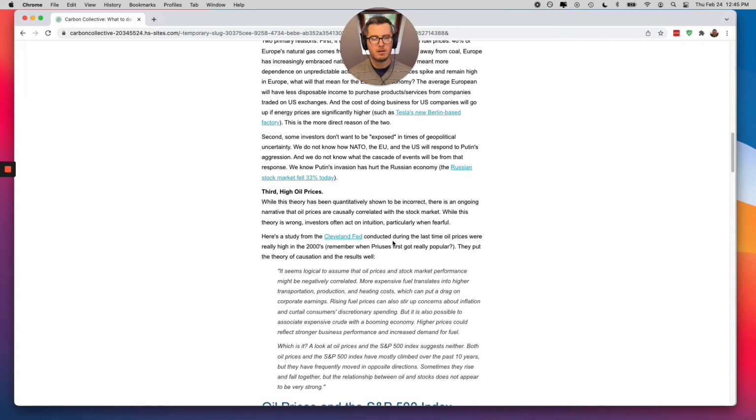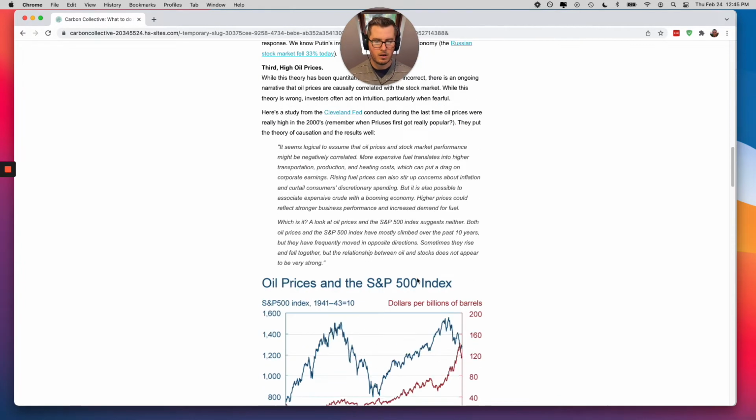And the third thing here is high oil prices. Oil prices have gone way up. And there is this historical narrative that when oil prices go up, it negatively impacts the stock market. And this just isn't true. There's actually not been any measured historical trend between oil prices and the overall stock market performance.